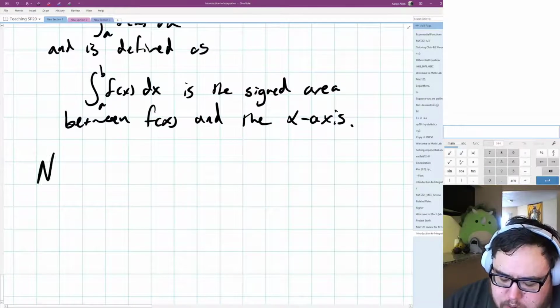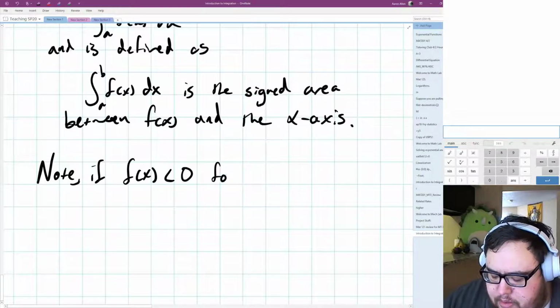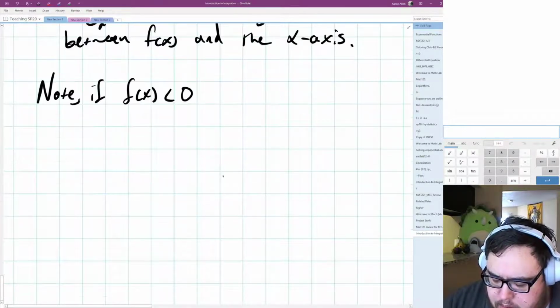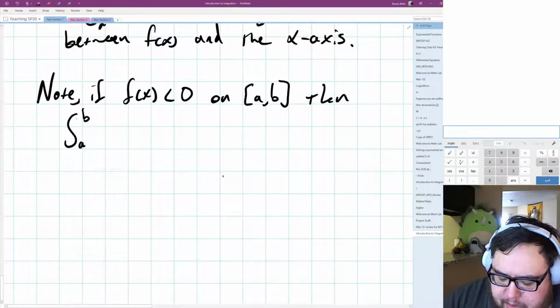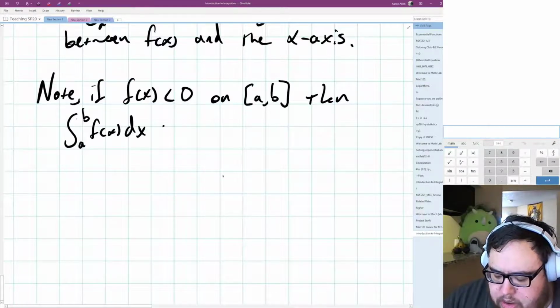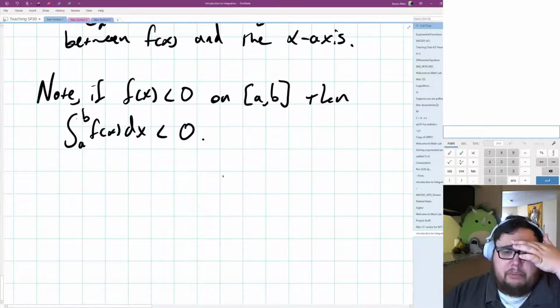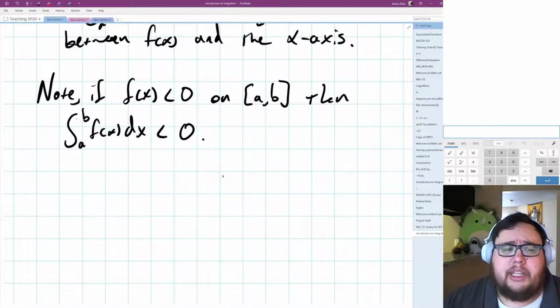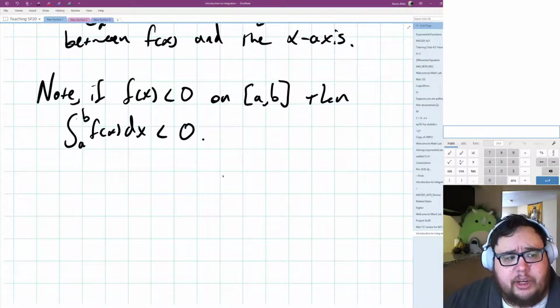So note, if f of x is less than 0 on [a, b], then the integral from a to b of f of x dx is also going to be negative, right? I probably made a flippant joke at some point during optimization and said, oh, well, area can never be a negative quantity. Area can't be a negative quantity. This is why we're not actually talking about area. We're talking about this signed area, okay?